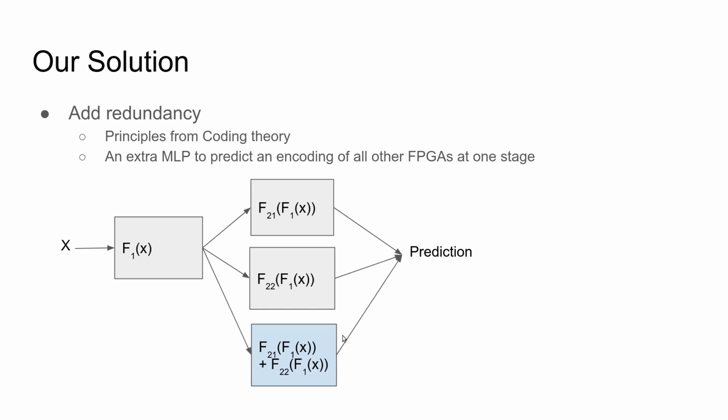We add an additional multilayer perceptron, or MLP, to predict the encoding of all other FPGAs for one stage. It's not going to get the encoding completely correct all the time, but we're able to get it correct a significant portion of the time, and we believe that this solution is useful. When the FPGAs computing the direct results succeed, we just return the prediction like normal. When one of these FPGAs fail, we use the encoding value along with the computation that succeeded to recreate what this value might have been and generate a prediction this way.